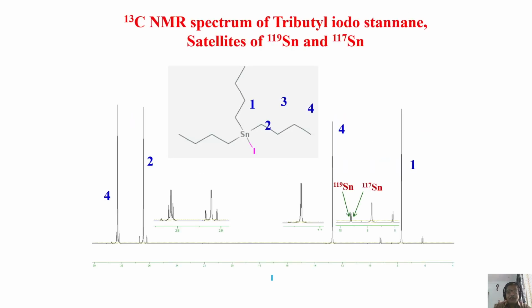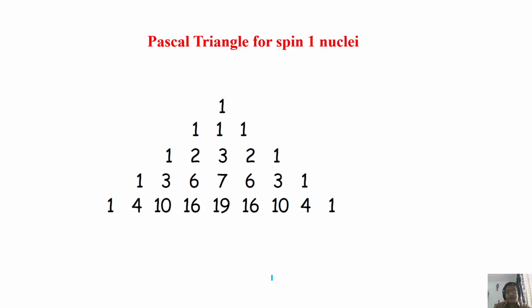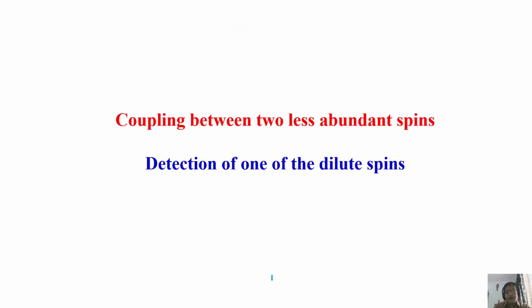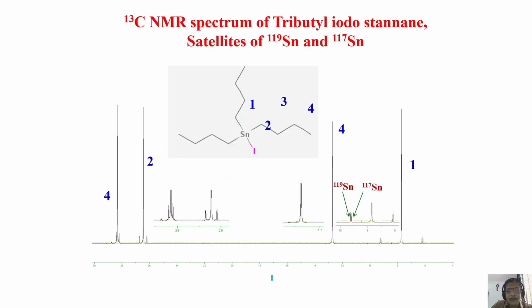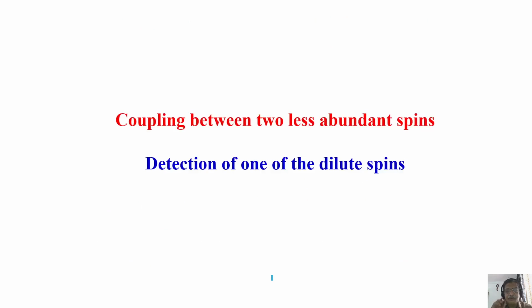Now one more thing I can talk about is coupling between two less abundant spins. Some more I have to tell you about other things regarding deuterium substitution, etc. It takes some time, so what I will do is stop here.